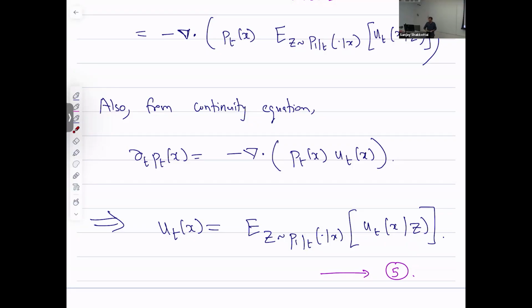The conditional density is related to the unconditional density through the total probability theorem. The conditional density is also related to the conditional velocity field through the continuity equation. And the conditional velocity field, therefore, is related to the unconditional velocity field through this expression. What's the purpose of all these gymnastics?